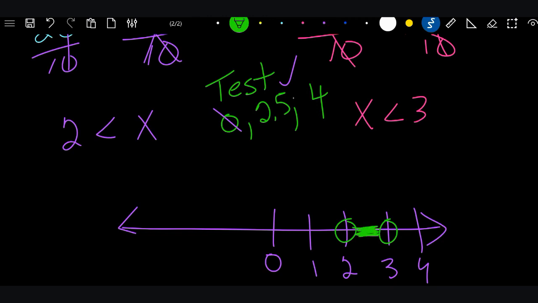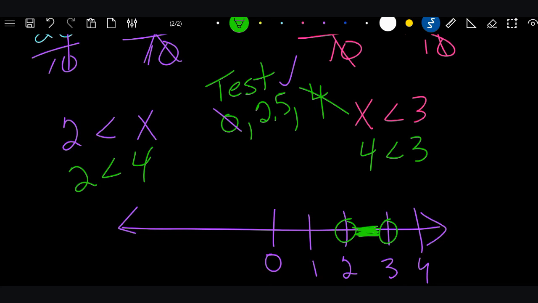Now let's verify 4, because maybe 4 will work. Maybe it won't. 2 is less than 4. That's true. 4 is less than 3? No. So 4 does not work. The only one that works is that middle part, that 2.5. So we would graph there in the middle.